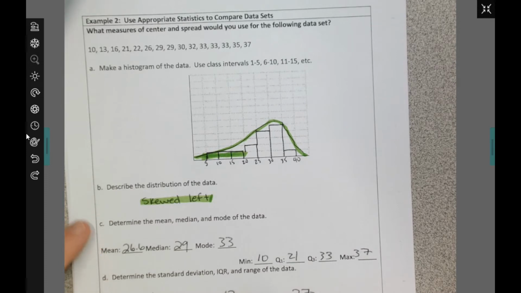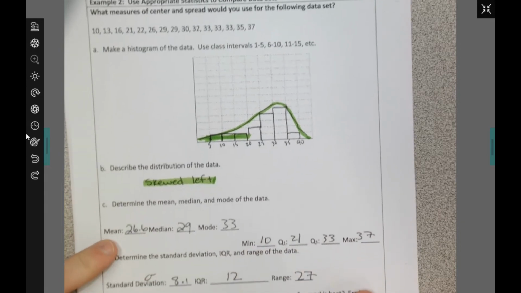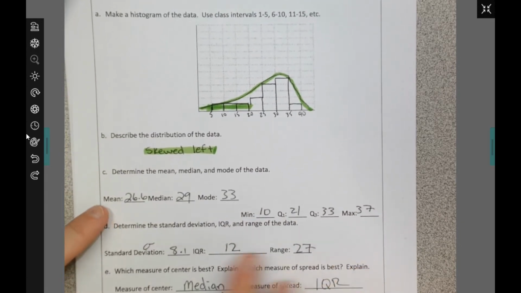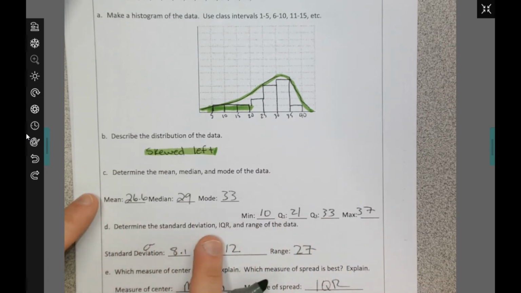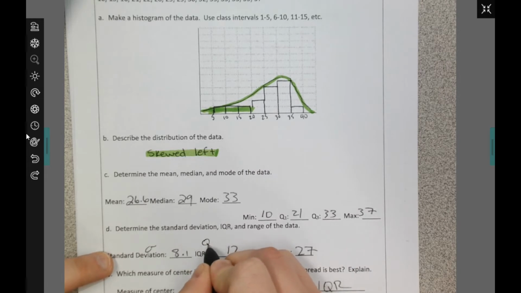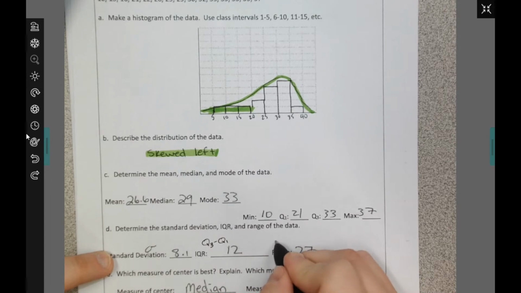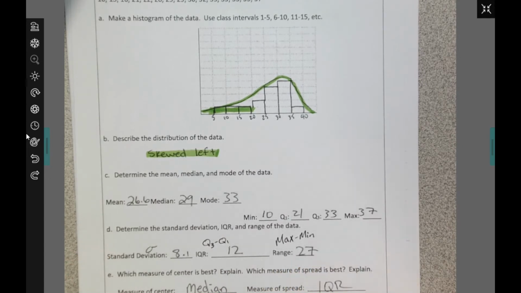For C, they want you to determine mean, median, and mode, and then I went ahead and found min, Q1, Q3, and max. That's all calculator right there. Okay, so you're just plugging it into your calculator. For D, standard deviation, IQR, and range of the data, you're just using the calculator again. So standard deviation comes straight from it. Remember, IQR is Q3 minus Q1. And then the range is going to be max minus min.